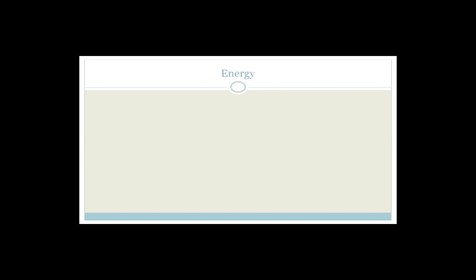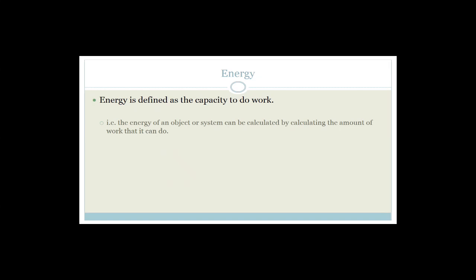Now let's talk about energy. What you need to remember is that energy is defined as the capacity to do work. They are basically one and the same type of quantity: in order to be able to do work, we need energy. So the energy of an object or system can be calculated by calculating the amount of work that it can do, because it's effectively the same thing. The unit of energy is therefore the joule, and it again is a scalar quantity.